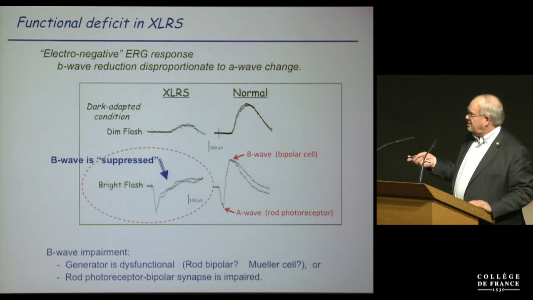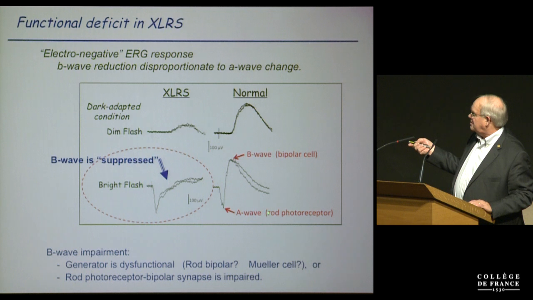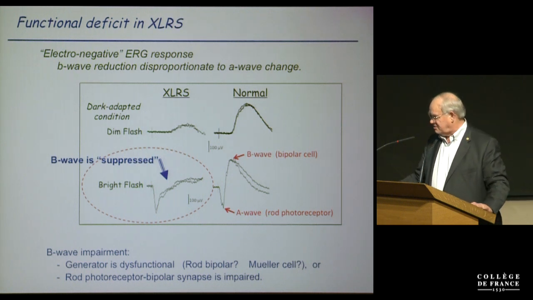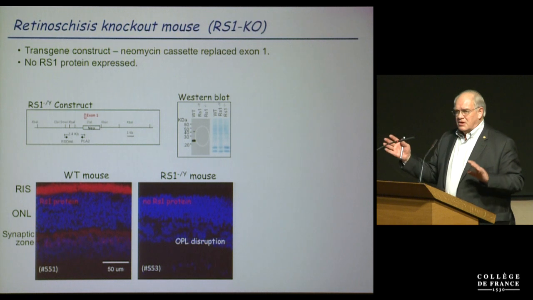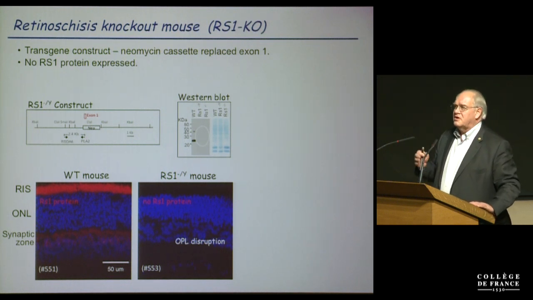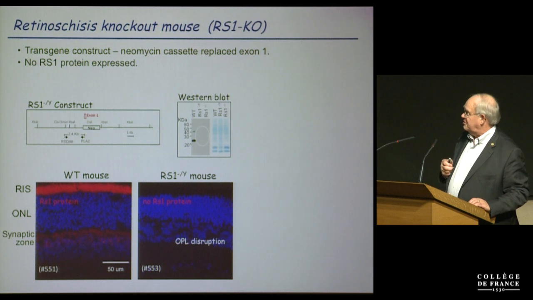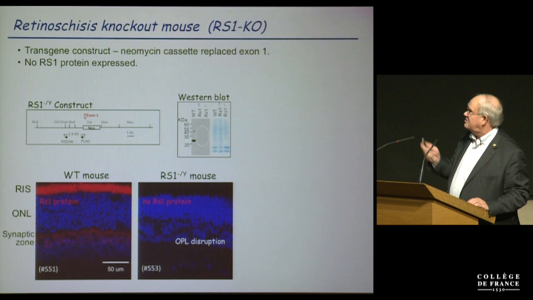When you think about that, if the B wave is generated by bipolar cells, then perhaps the bipolar cells are not functioning properly. The generator is not working. Or is it possible that the synapse that lies between the rods and the bipolar cells is not working? Several years ago, we did the required event in order to study this disease in an animal, and that is to knock out the gene in a mouse and make the retinoschisis knockout mouse.